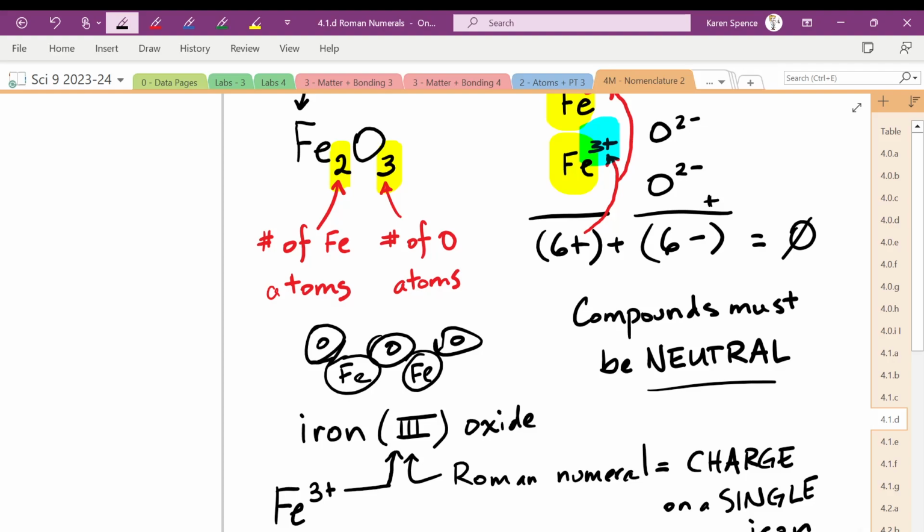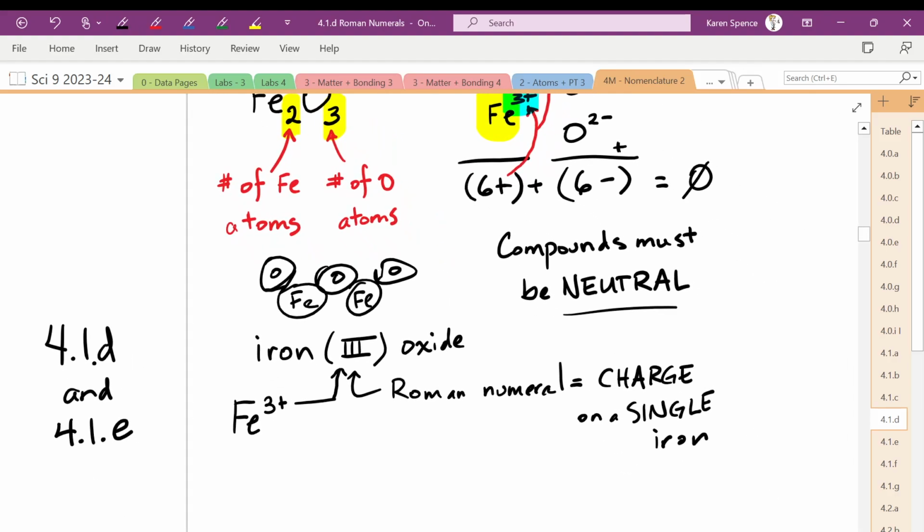Okay? I'm going to do one more example, but if you feel like you've got it and you just want to go ahead and practice, there is practice in 4.1D and 4.1E. Okay, and you should do those before you feel ready to do quiz number 4. Okay? I'm going to do one more example though.